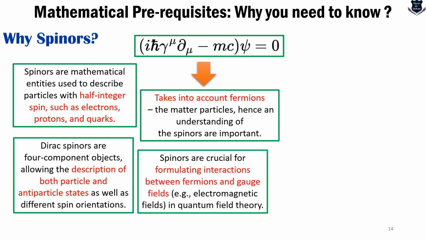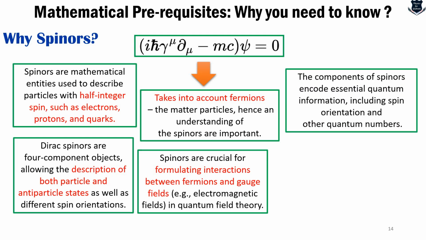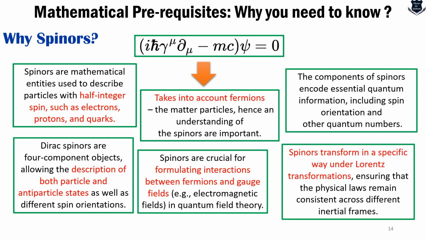There is also an important thing which is called formulating interaction, because it is all related to particle interaction, for example fermions and gauge fields like electromagnetic. So there also spinors come into play. The components of spinors actually hold, or I would say encode, the entire information of the quantum state. So orientation and spin, all these are encoded in spinors. And very importantly, spinors transform in a totally different way under Lorentz transformation. So we need to have an equation which is Lorentz invariant, and then only it will actually match with special relativity. So spinors actually do take care of all those things.